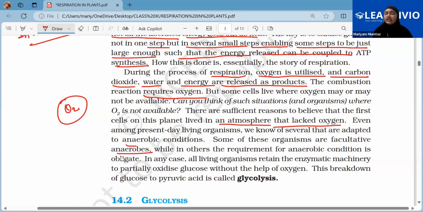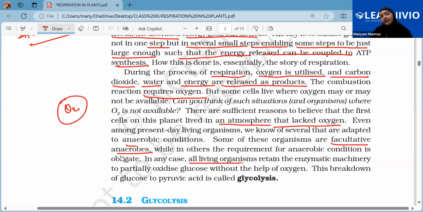And those that are strict, for example, an organism that will strictly respire only when oxygen is not present, that becomes an obligate anaerobe. Or if it respires strictly when oxygen is present, then that becomes an obligate aerobe. Okay, so obligate and facultative, two words that you should remember. Clear? Do you know the difference now? Yeah.